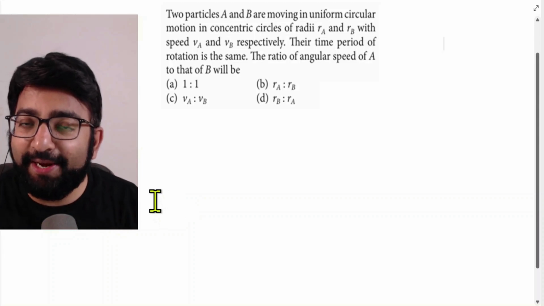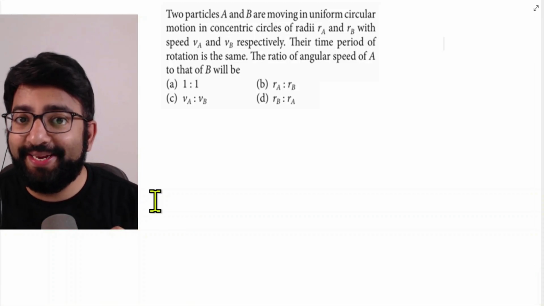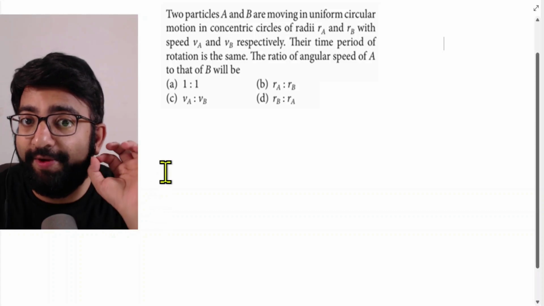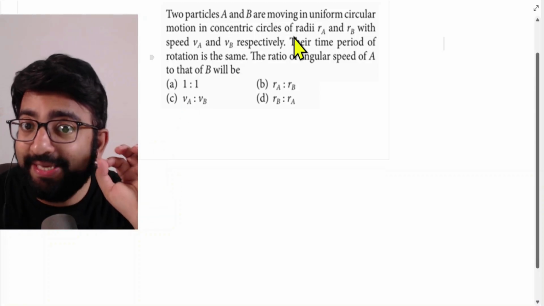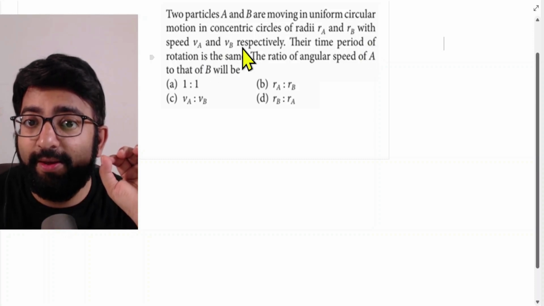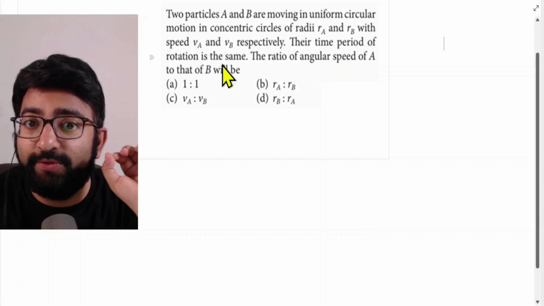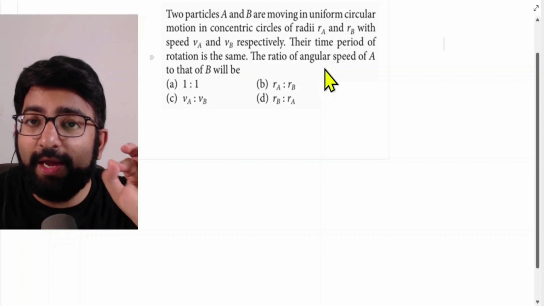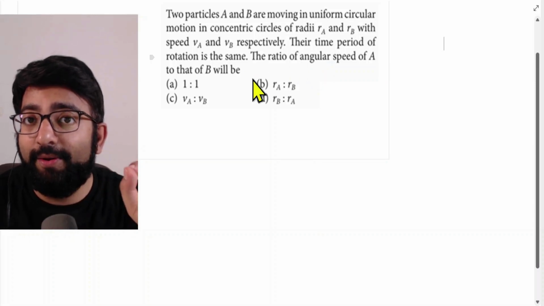So this is a pretty straightforward question on circular motion. It is given two particles A and B moving in a circular path, concentric circles of radii RA and RB, with speeds given VA and VB. Their time periods of rotation are the same. We have to figure out the ratio of the angular speed.